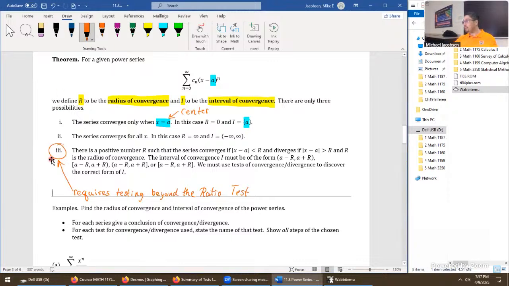But in case 3, if we find that the series converges on a set like this, x minus a less than r, diverges when it's greater than r, then r will be the radius of convergence, and the interval will be of this form right here. Notice it's based off the center. It's guaranteed to converge on the center. The radius is just telling you how far can you go to the left, a minus r, how far can you go to the right, a plus r, to still converge. Our interval could be an open set, a half open set like we discussed, this one or this one, or a fully closed set. But every single one of them is based off the center. That's a good thing to just tie in.